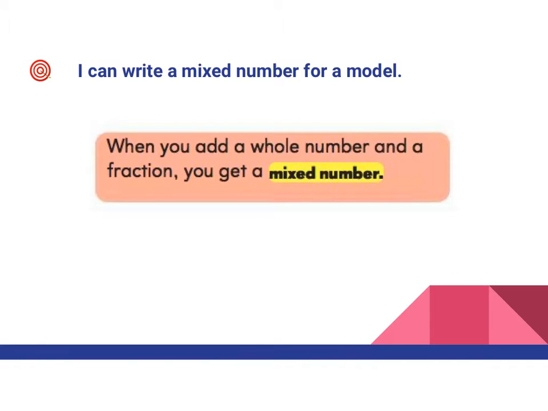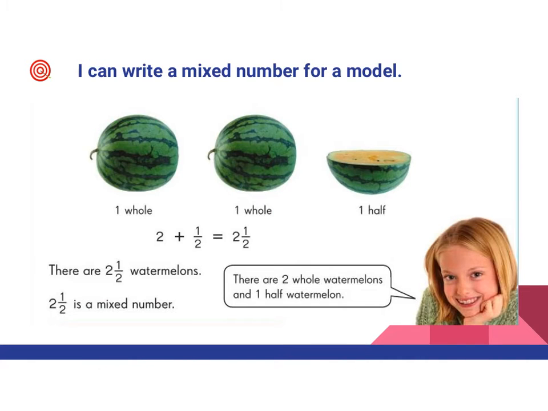What is a mixed number? Basically, a mixed number is a mixture of a whole number and a fraction. So when you have more than one whole, like you might have one whole or two wholes or three wholes, and a fraction of another whole, you put those together, you'll have a mixed number. So it will look something like this.